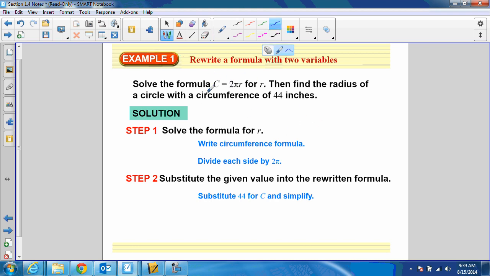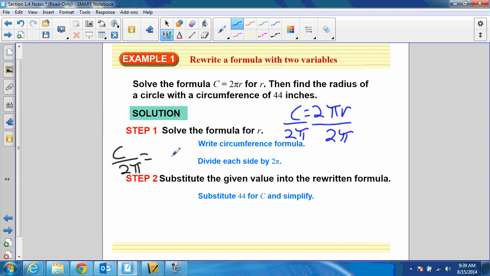So this is the formula for circumference. Circumference equals 2 times pi times the radius. Well, if we want to solve for radius, since 2 and pi are multiplied by the radius, we have to divide by those. We're going to divide by 2 pi on both sides. And then when we rewrite it, we end up with C over 2 pi, or C divided by 2 pi, equals r. So the circumference divided by 2 pi, 2 times pi, will always equal the radius.